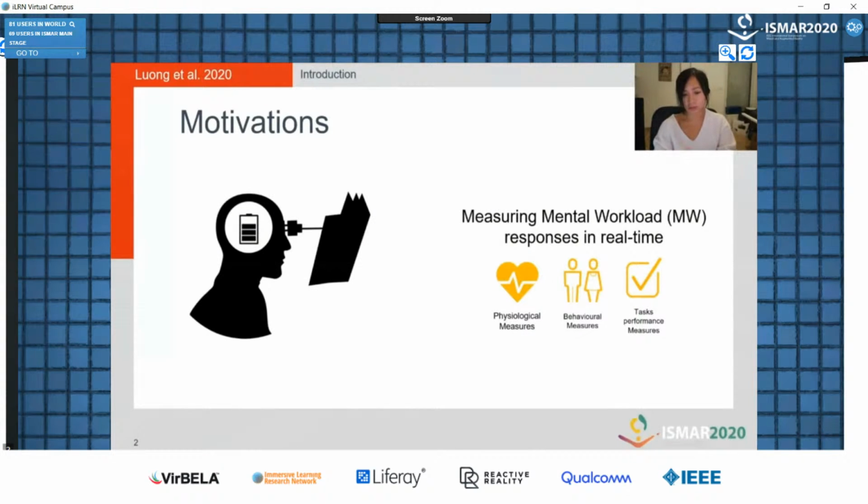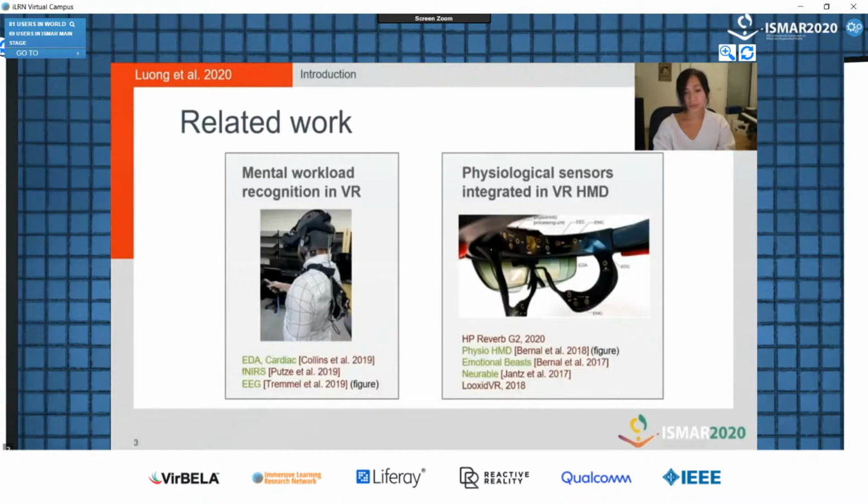There are different ways to measure mental workload responses in real time. You can use, for example, physiological measures, behavioral measures, or task performance measures. One way to predict and measure users' mental workload is to use these measures with machine learning algorithms. There have been some studies which try to recognize users' mental workload in VR using, for example, brain-computer interfaces and physiological sensors. More and more companies and studies also try to integrate physiological sensors directly into the VR HMD.